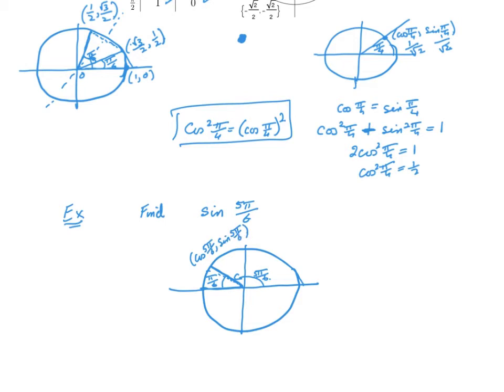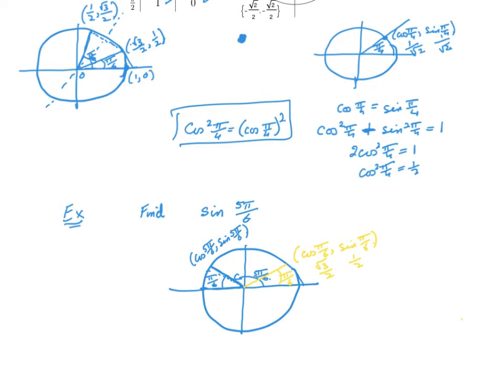Now here's where the symmetry of the unit circle helps us. If we reflect this ray in the vertical axis, we get another ray which makes an angle pi over 6 with the positive part of the horizontal axis. So the coordinates of this point over here are cosine pi over 6 and sine pi over 6. But I know those. I know that this is root 3 over 2, and this is 1 over 2.